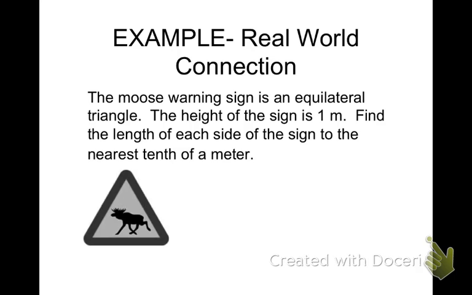We got our moose warning sign, which is an equilateral triangle. The height is 1 meter. So you either can sketch inside of that or just make a new triangle. So equilateral. Height in the middle is 1. Find the length of each side of the sign. So if I'm trying to find each length of the side, I'm looking for x. So if I cut this in half, which special right triangle do we end up with? 45, 45, 90 or 30, 60, 90? 30, 60, 90, where 60 is here, 30 is up top.